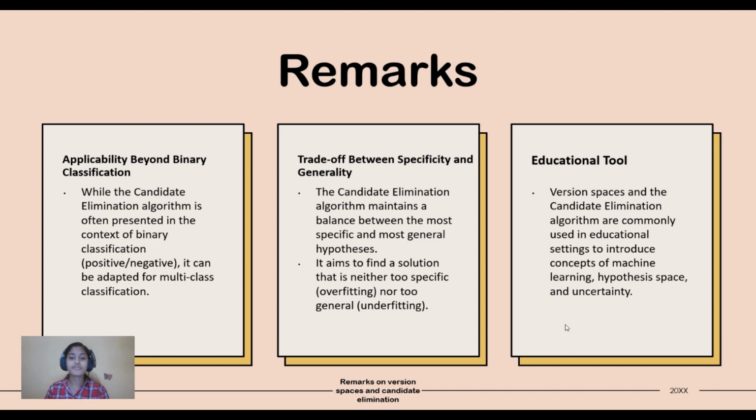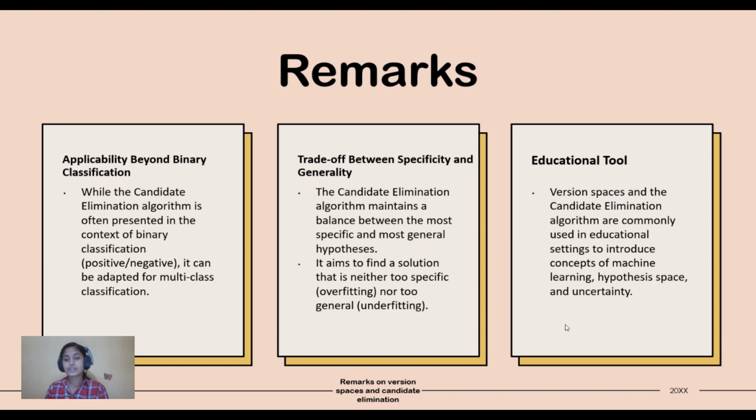Next one is the trade-off between specificity and generality. The candidate elimination algorithm maintains a balance between the most specific and most general hypothesis. It aims to find a solution that is neither too specific nor too general. So here we are working with two hypotheses, one general and one specific. According to the example, both are fitting and adjusting. So that is what is written here.